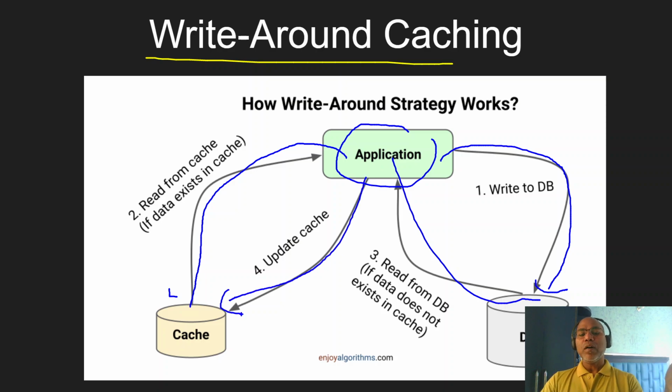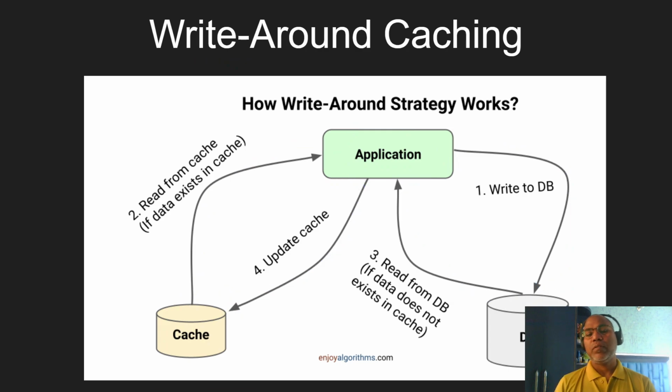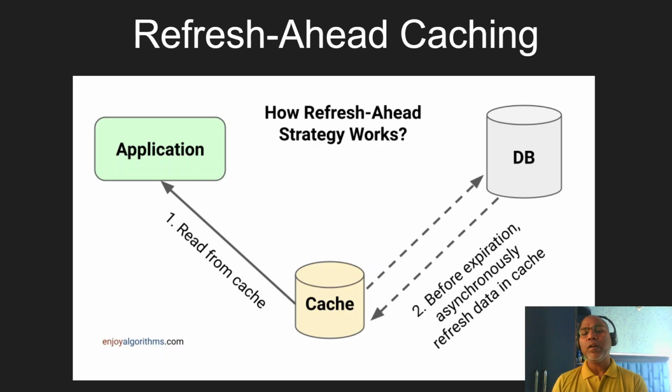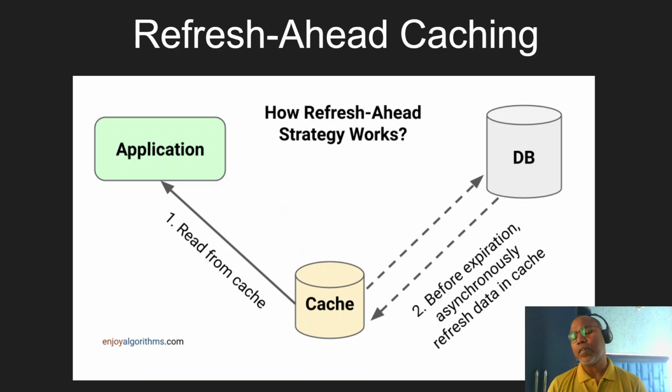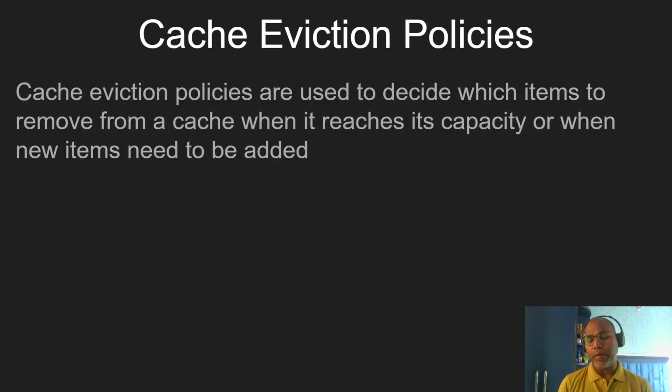So in the write around strategy, the application is responsible for writing to both the cache and the database. This is also something like a refresh cache strategy. That means our application always reads data from the cache, and before expiry, before the refresh time happens, we have to sync the data in the cache. So there are lots of caching strategies, and you can apply any one of them.